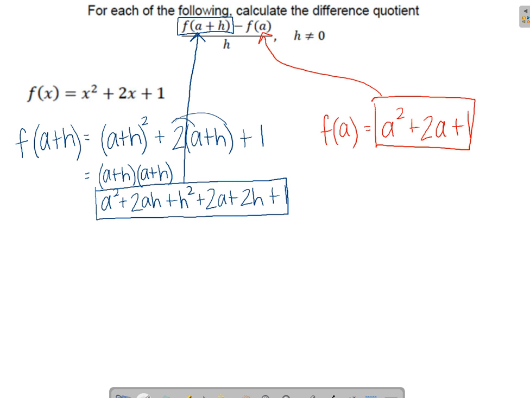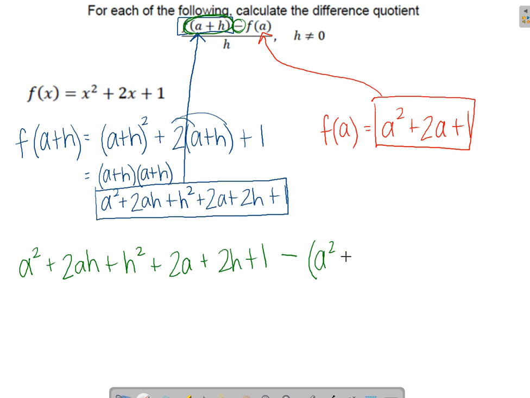To put it all together, to do f of a plus h minus f of a, well, f of a plus h was a squared plus 2ah plus h squared plus 2a plus 2h plus 1. So we've taken care of this part. Now we need to subtract the entire f of a. That means I have to subtract all of a squared plus 2a plus 1, so it needs to go in parentheses: a squared plus 2a plus 1.